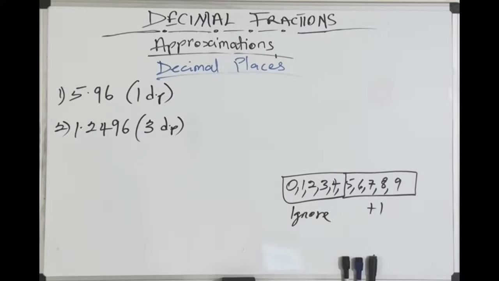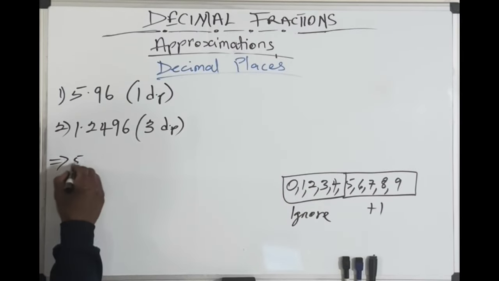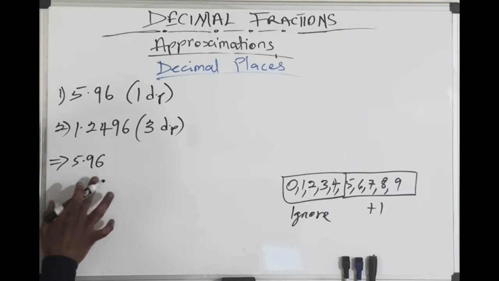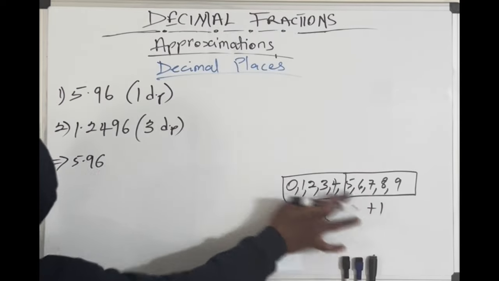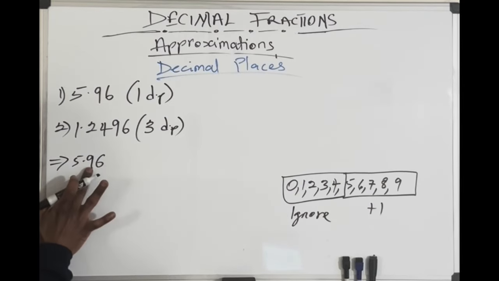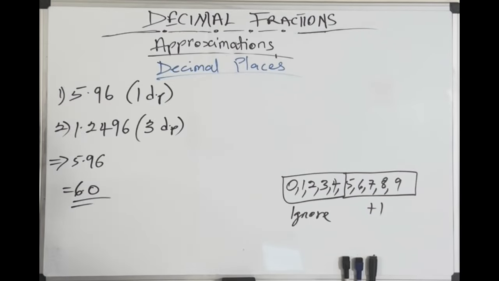We have another example. We have 5.96. We are told to change to 1 decimal place. The next number is 6, which falls in the add range, so we add 1. When we add 1 to the 9, it will be 10. So write 0, then carry that 1, which will be added to the 5, so 6.0. Do not panic. This is how I went about it.